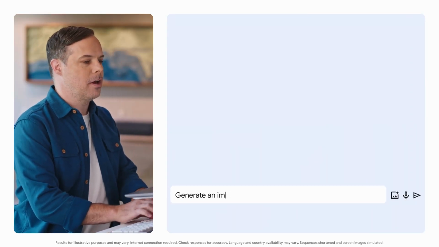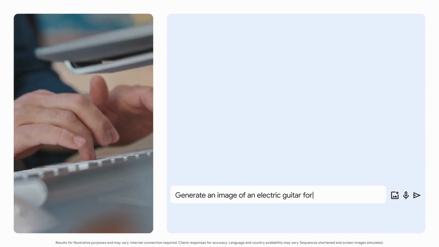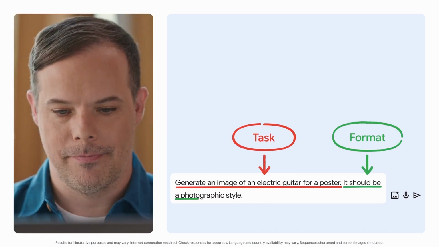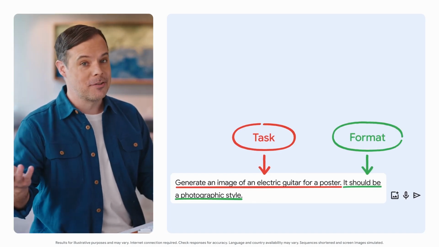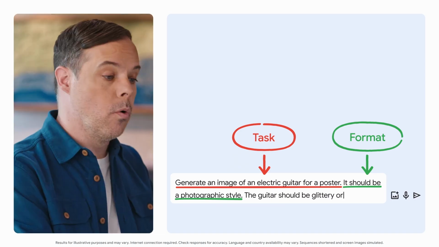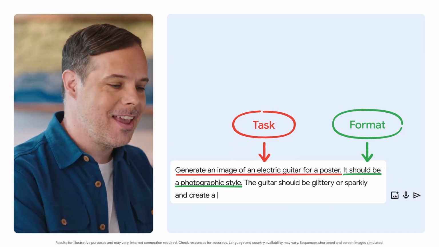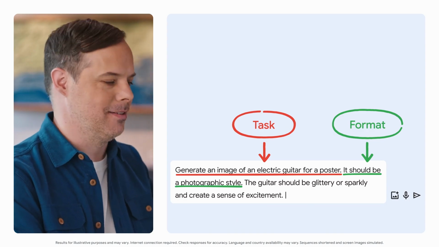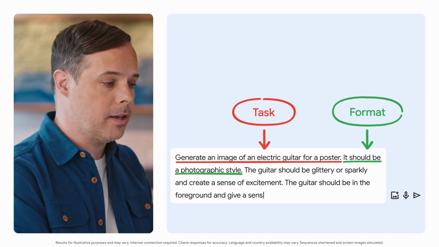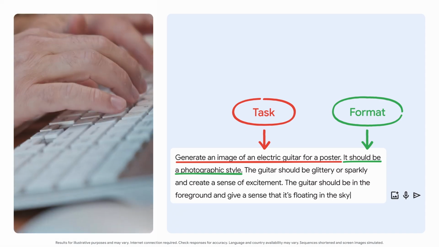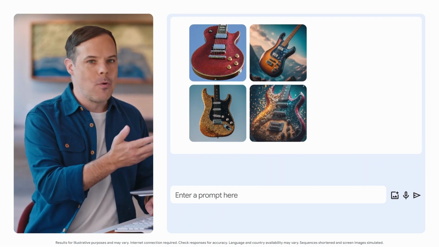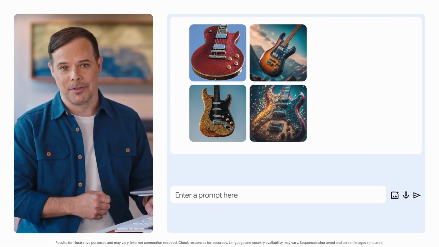Generate an image of an electric guitar for a poster. It should be a photographic style. And how about some vivid descriptions? The guitar should be glittery or sparkly and create a sense of excitement. The guitar should be in the foreground and give a sense that it's floating in the sky. Great! Gemini created 4 different images that you can use on your poster.